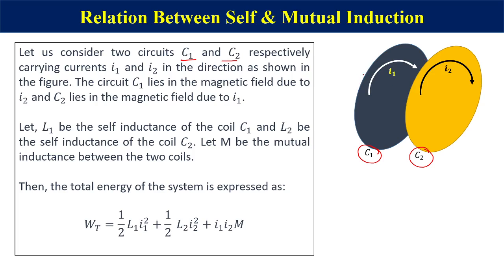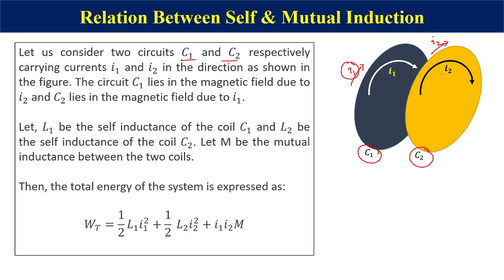That means in this particular circuit the current is flowing in this direction, so this is I1, and in this circuit the current is flowing in the same direction, I2. So we can say that both the circuits have current in the clockwise direction. If it is so, then because of this current I1, there will be a self-induction linked with circuit C1, and similarly because of the current I2, the circuit C2 will have its own self-induction.